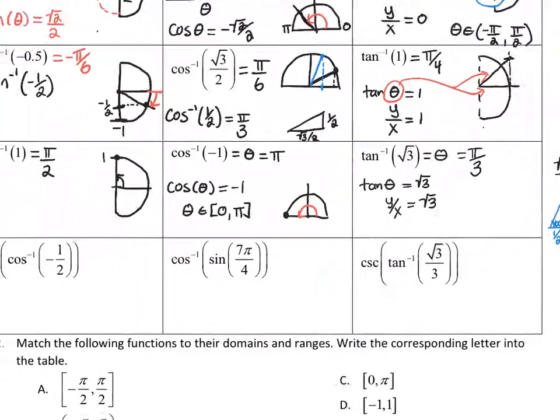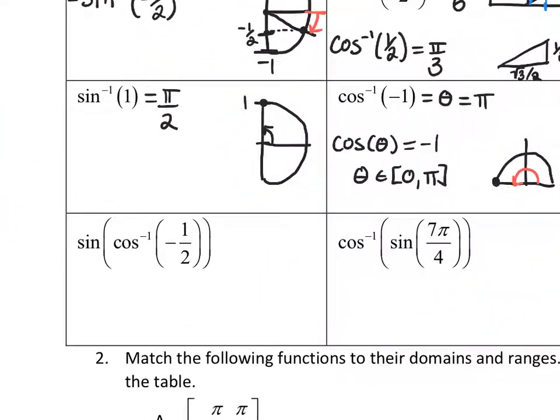Okay, let's look at the compositions. With the compositions, you just need to do the inside function first. Inverse cosine of -1/2 is asking me for an angle. So I'm starting on the inside here for an angle whose cosine is -1/2. So I want the cosine of theta to be -1/2.